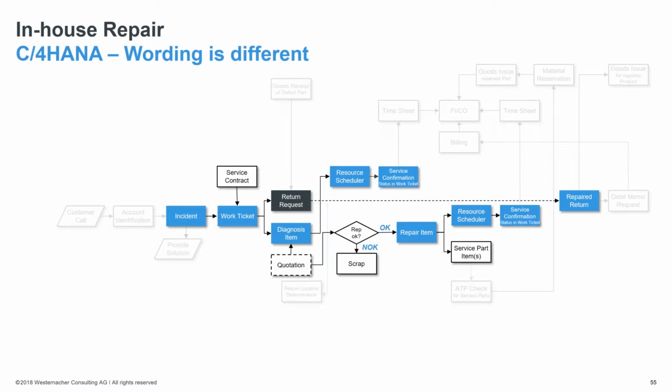A repaired return item is not a separate document. When the process is completed, the document is transferred to S4HANA. This will be the trigger to send out the repaired part to the customer. What we've seen so far is that the in-house repair process is available on C4HANA. The wording is different, and for a full integration, a custom solution has to be built. The in-house repair scenario is still a feasible scenario without the full integration, but it needs more effort.